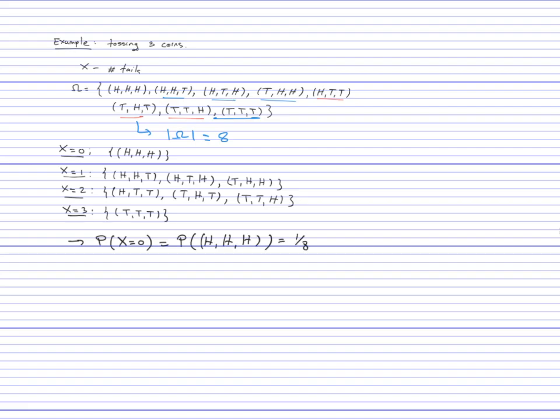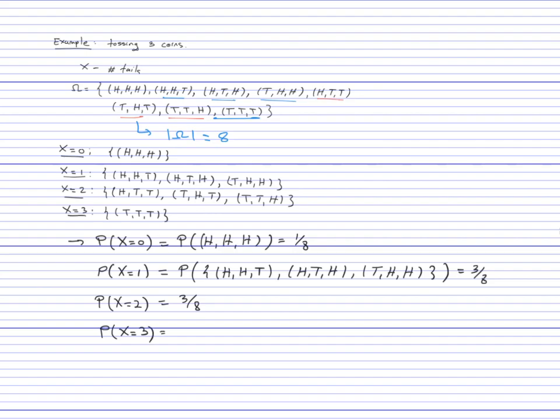Let's do the same for X equals 1. Suppose that I ask you, what is the probability that X equals 1? There are 3 options out of 8. That's the probability that we get heads, heads, tails, or heads, tails, heads, or tails, heads, heads. So again, 3 options out of 8, so 3 over 8. You can do the same for X equals 2 and you'll get exactly 3 over 8. And X equals 3, 1 over 8.